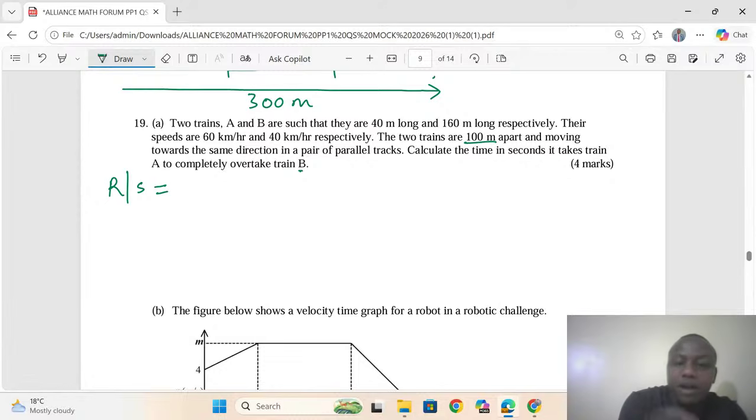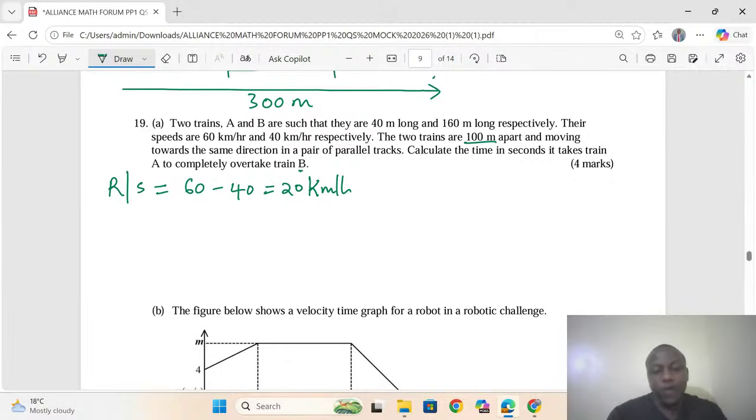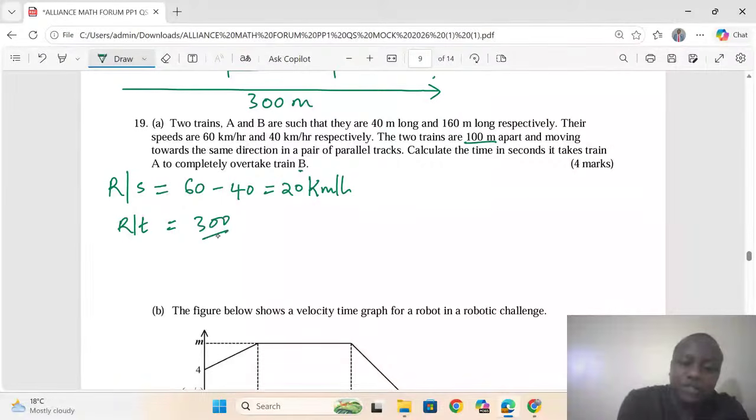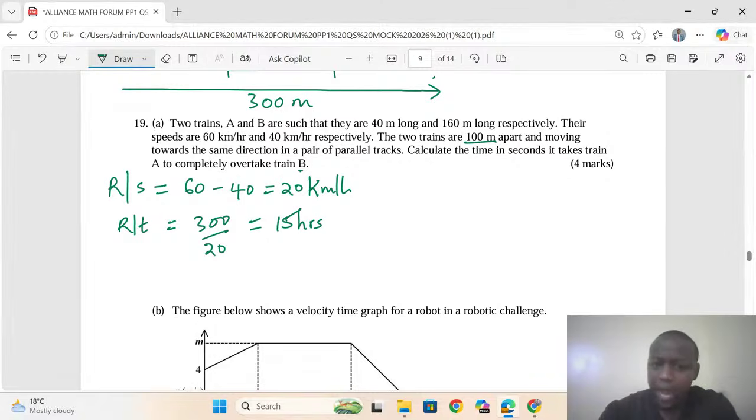Relative speed for two objects moving in the same direction is the difference, that is 60 minus 40, 20 kilometers per hour. The approaching speed. So A is approaching B at a speed of 20 kilometers per hour, and it has to cover 300, meaning that relative time is given by the relative distance over the relative speed. This is going to give us 15. This is going to give us 15 hours. Wait. The distance is in meters, but the speed is in kilometers per hour.